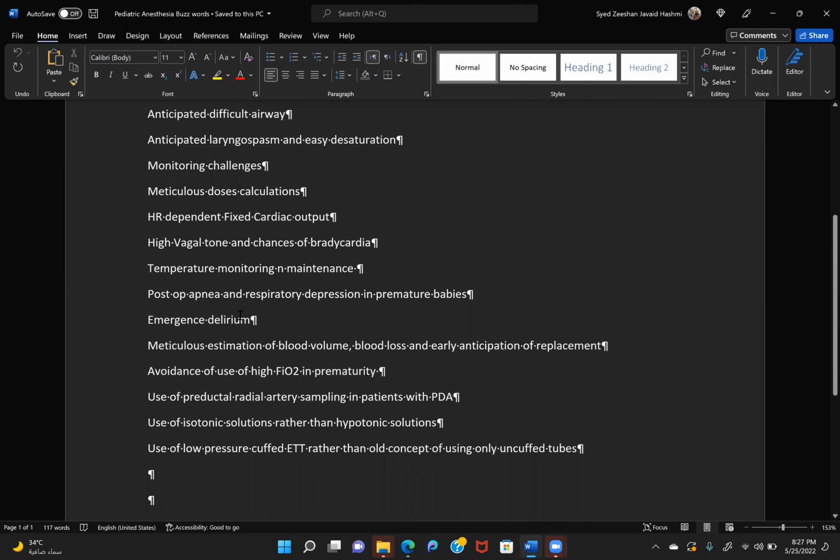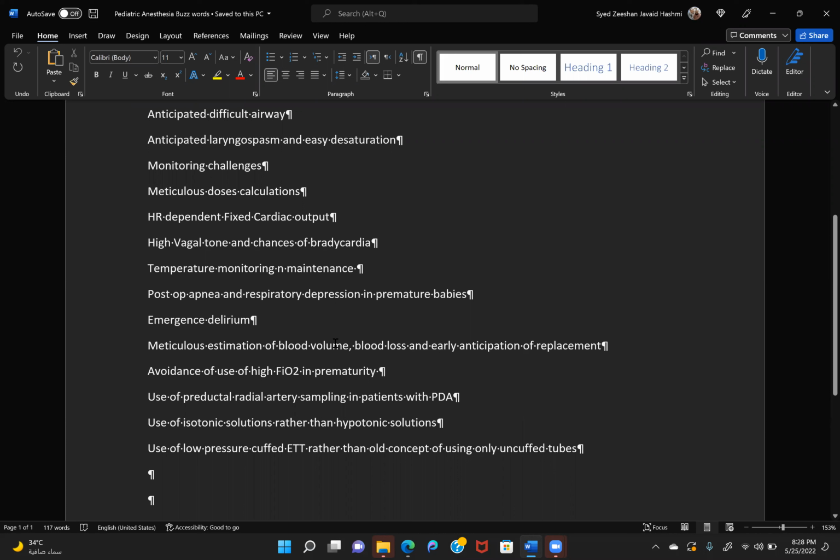Another important challenging thing is that in any other patient, it's easier to estimate the blood volume and blood loss. But here, blood volume is higher, and it is difficult to actually calculate blood loss. And you will have less margin, because maybe 100 ml is not a significant blood loss in an adult, but 100 ml will be a big, significant blood loss in a pediatric patient.